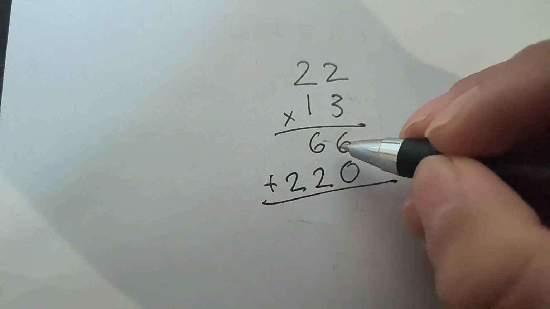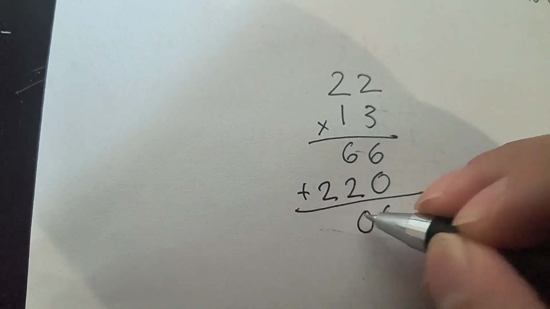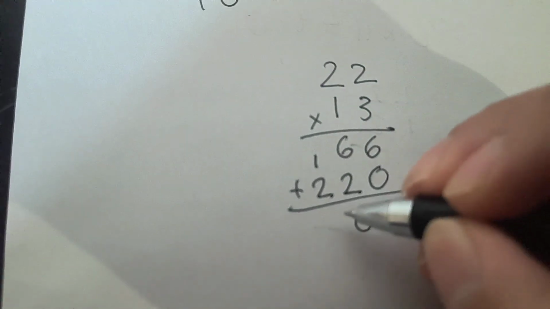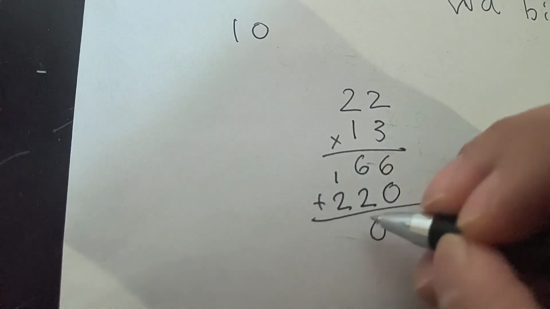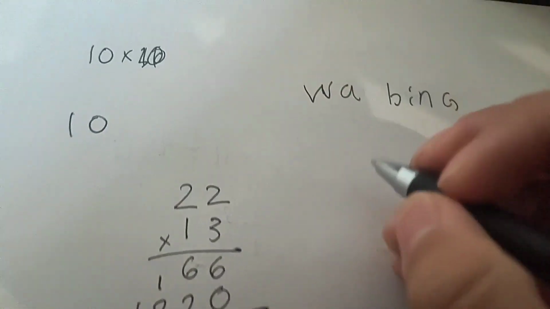Now we add the places. 6 plus 0 is 6. 6 plus 2 is 10. We bring the 1 in 10 over right here. Then 1 plus 2 is 3. 306.